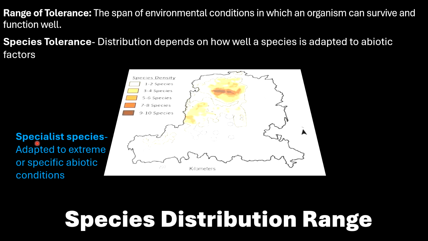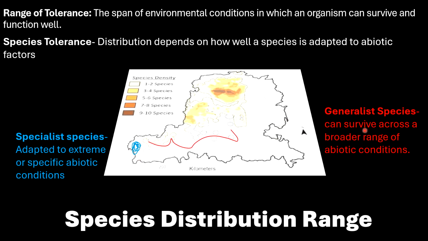So first we have specialist species, which are adapted to extreme or specific abiotic conditions. So they might be adapted to the conditions in this specific area right here. Maybe it has extreme conditions or specific abiotic conditions. And then we have generalist species, which is the opposite. They can survive across a broader range of abiotic conditions, though they are generally not extreme or very specific.